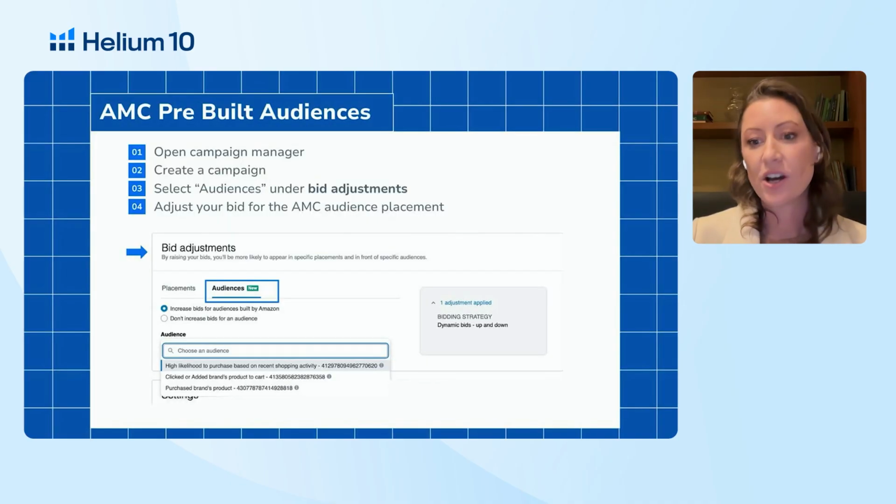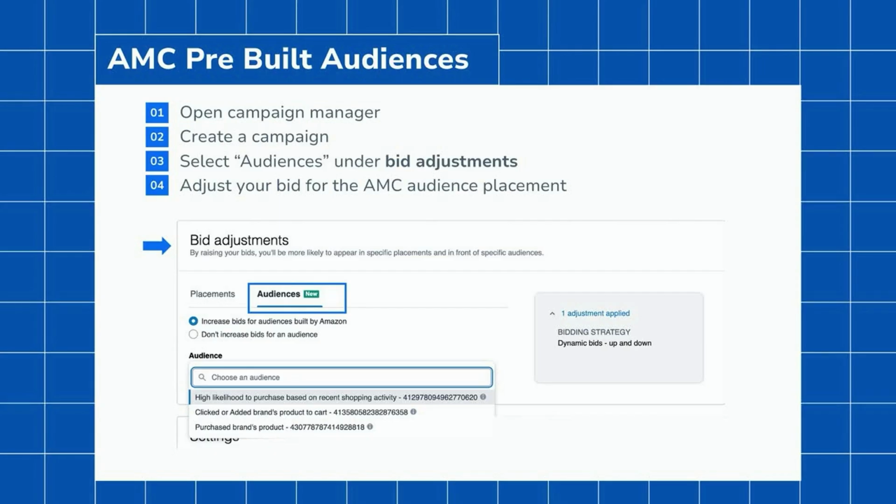So where does AMC Audiences really come into play here? AMC Audiences are now pre-built into your advertising console. So if you go into Campaign Manager, you can either create a campaign or you can apply this to all of your historical campaigns. Once you open up a campaign, you're going to see that Amazon now has a section called Bid Adjustments. Historically, this used to be called Placements. Now it's called Bid Adjustments because it's no longer just top of search, rest of search, or product detail page. We have those placements still, but we also have B2B placements and audiences now.